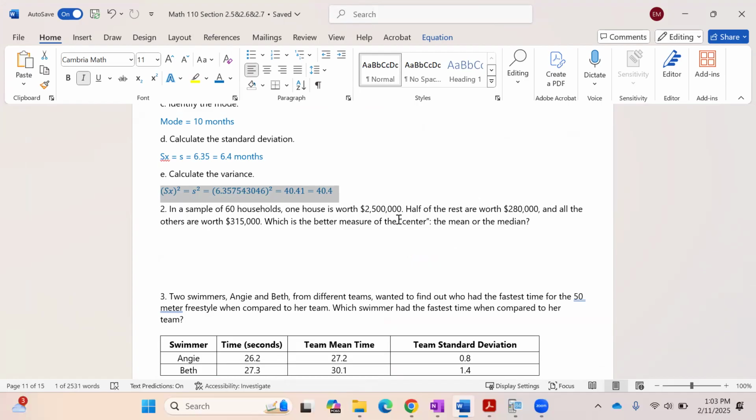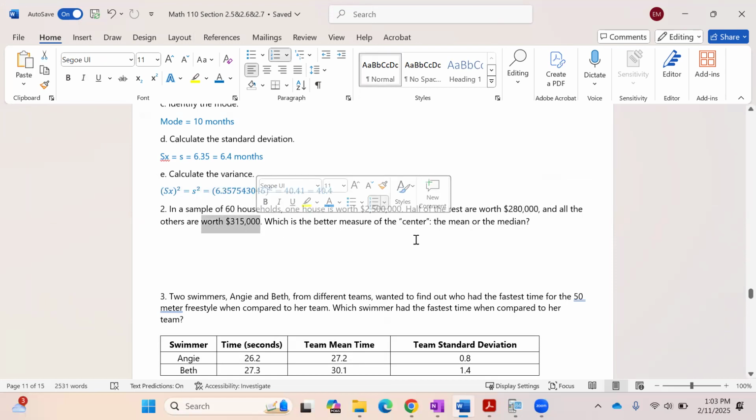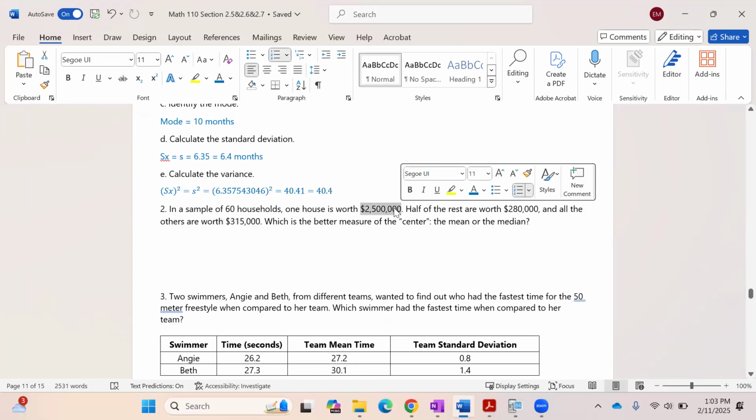So in this case, the mean is when you add up all the houses and divide by the number of houses. Median is just the middle of your data. And notice here that we have 280,000 and 300,000 dollar houses, and then we just have a random 2.5 million dollar house. So this 2.5 million dollar house is going to shift our mean to the right. It's going to pull that data to the right, and it's going to change what our mean might be, as opposed to the median, which is just the middle of the data.